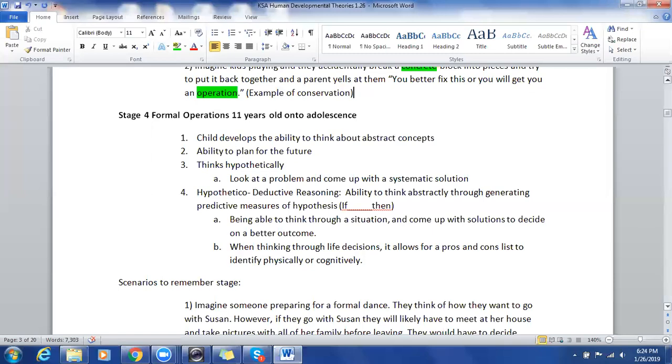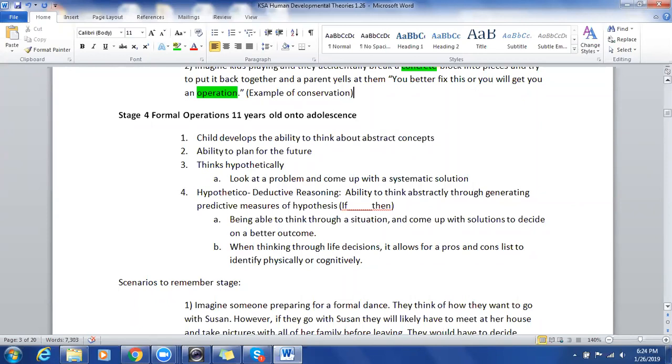So you're able to think hypothetically, which the fancy term they like whipping out on us is hypothetical deductive reasoning. So that's the ability to think abstractly through generating predictive measures of hypothesis. Said in more simple terms, if this, then this. Meaning, if I do study group from 6 to 8, I will not be able to spend time with friends. Or if I spend $20, then I will have 40 and wouldn't be able to buy something that's 60. Sacrificial, different properties.